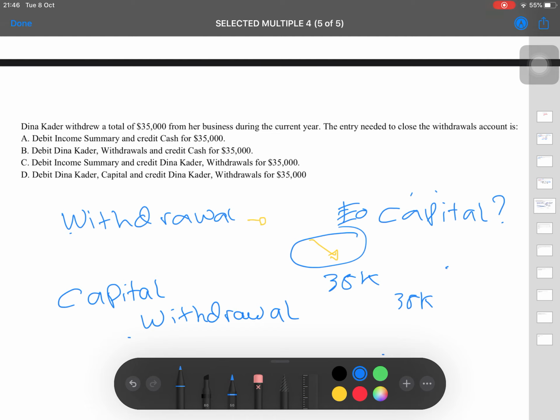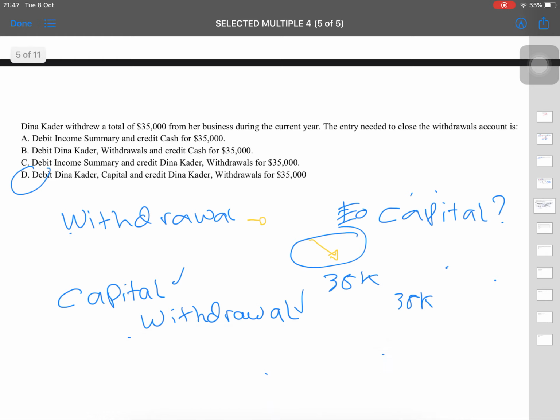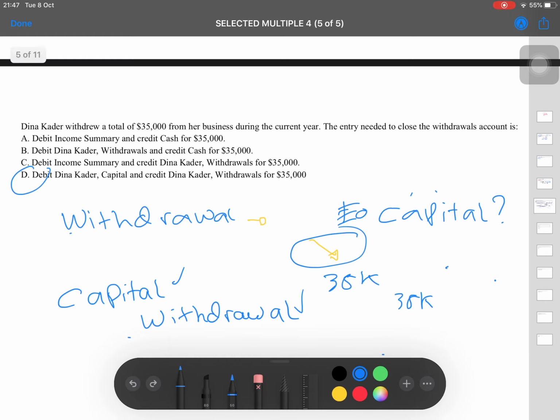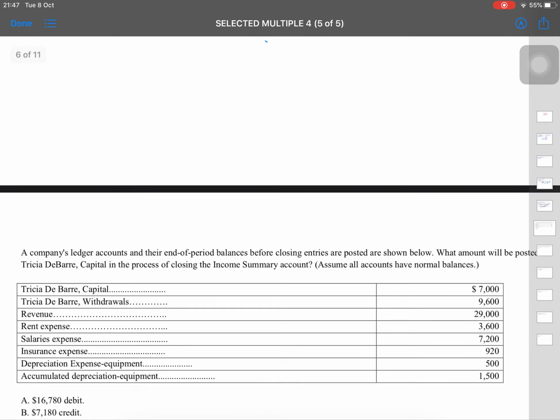So you can see here the best choice. A, debit income summary, no. B, debit Dina Kader withdrawals and credit cash, no. It has nothing to do with cash because this is closing entries. And then C, debit income summary and credit Dina Kader withdrawals for 35,000, no. And then D, debit Dina Kader capital and credit Dina Kader withdrawals. Yeah, D is the best choice. Nice. Okay. Next is the fifth question. Let's see the fifth question.